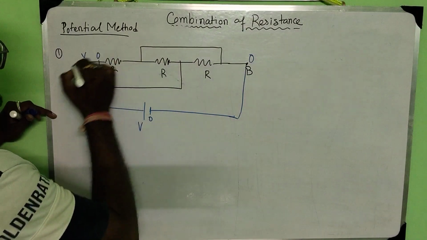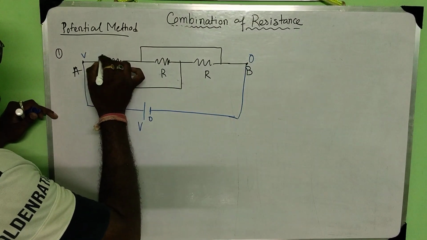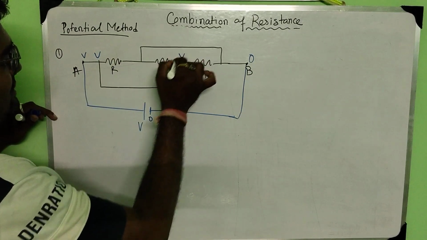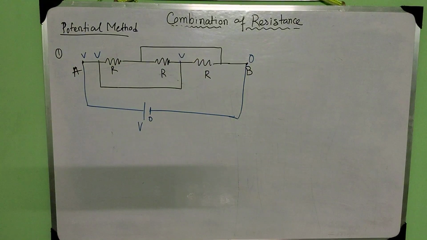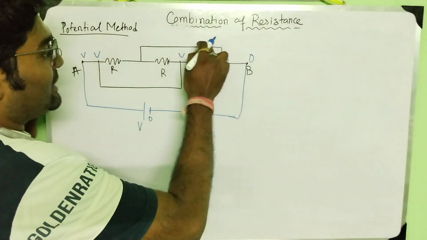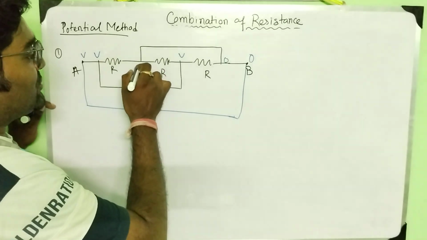So if this point is V, then there is no potential loss. That means this terminal will also be V. This terminal is 0. That means this is 0. So there is no potential loss, and this will also be 0.